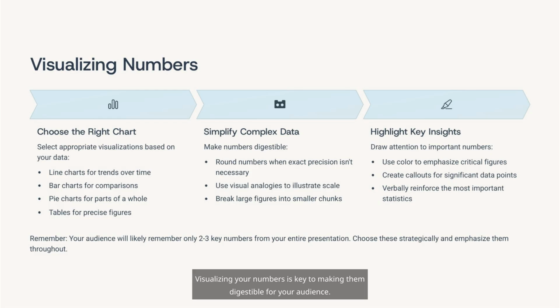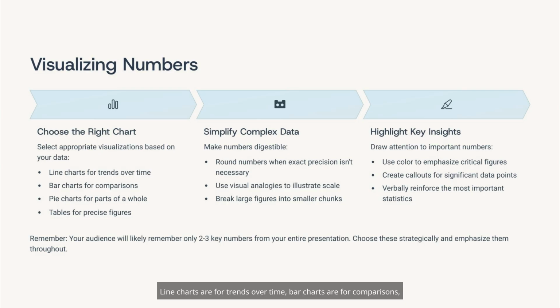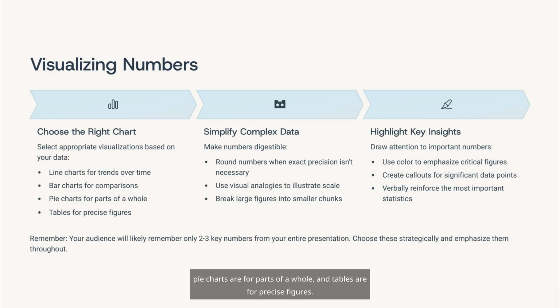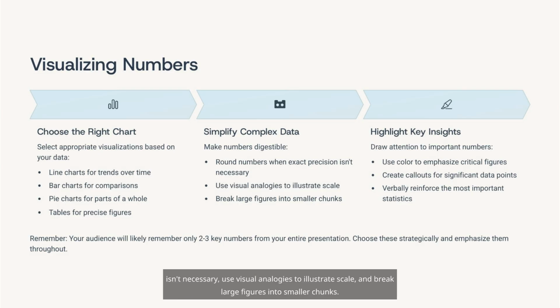Visualizing your numbers is key to making them digestible for your audience. You should choose the right chart based on your data. Line charts are for trends over time, bar charts are for comparisons, pie charts are for parts of a whole, and tables are for precise figures. To simplify complex data, you can round numbers when exact precision isn't necessary. Use visual analogies to illustrate scale, and break large figures into smaller chunks.